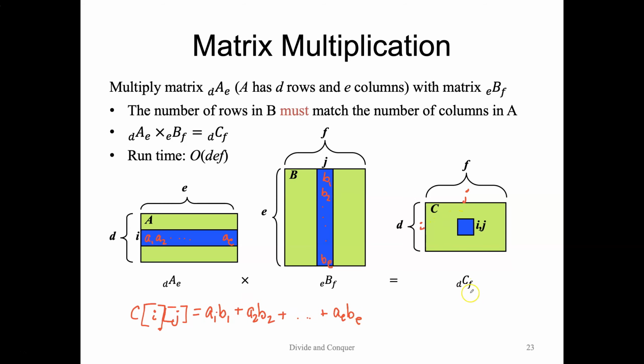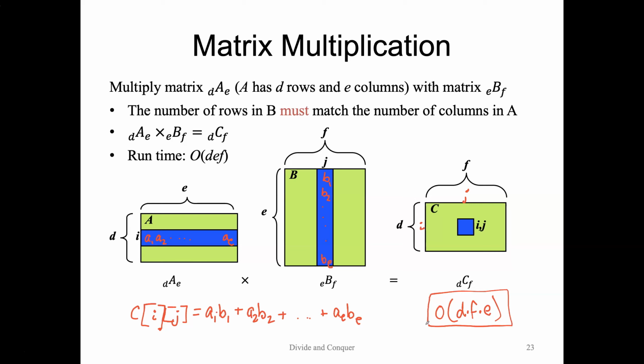Now we've got a total of D times F cells in C, and for each cell we have to compute, we've got roughly E additions and multiplications. So this is how we get the total running time of, if we just use this definition of how we would compute this resulting matrix C, which is the product of two matrices, what the running time would be.